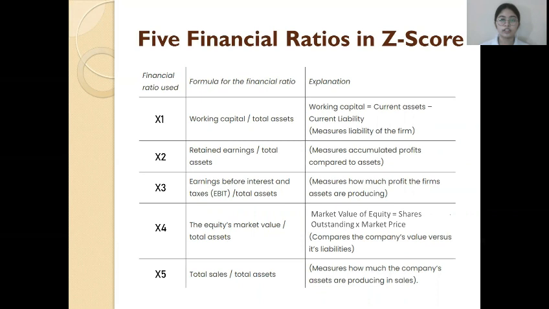X2, retained earnings divided by total assets. X3, the earnings before interest and taxes divided by total assets. X4, the equity's market value divided by total assets. So for equity's market value, it can be calculated by getting the shares outstanding, then multiplying it by market price. Or you can also use the market capitalization since it is of the same value as the equity's market value. Then last, we have the X5, which is the total sales divided by total assets.